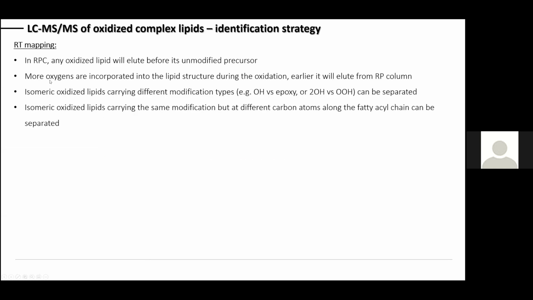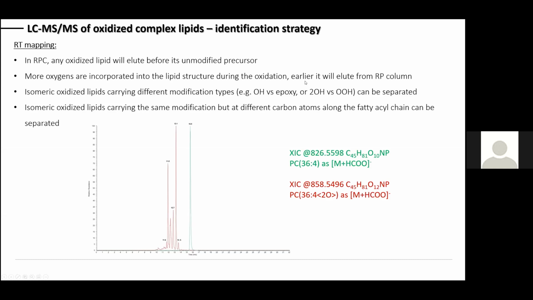So another check, if we go manually, is retention time mapping. We would like to check if that makes sense. As I told you, in reverse phase any oxidized lipid will elute before its unmodified precursor, and the more oxygens we incorporate in the structure during oxidation, the earlier they will elute. With our experience we also know the elution orders, for instance that hydroxylated isomers elute before epoxy derivatives, or 2 hydroxy groups before an isomer with hydroperoxide. We also know that the positions of different isomers define their retention time.